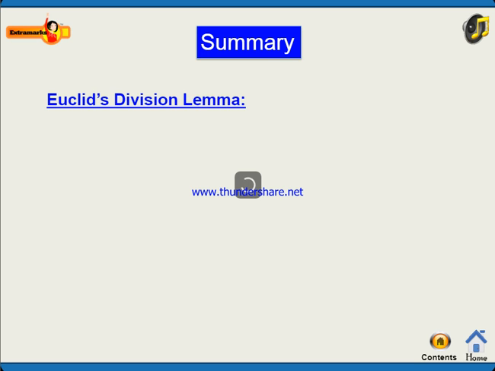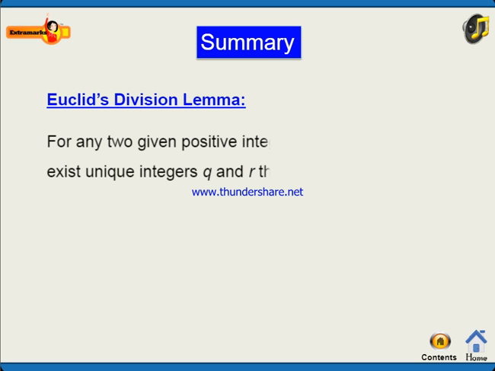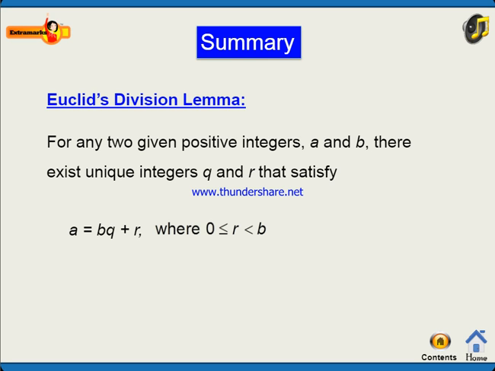In this module, we have learnt the Euclid's division lemma, which states that for any two given positive integers a and b, there exist unique integers q and r that satisfy the relation as shown, where r is always greater than or equal to 0 and less than b.